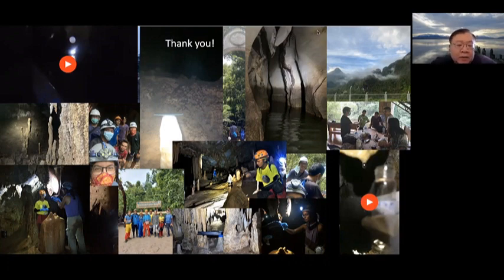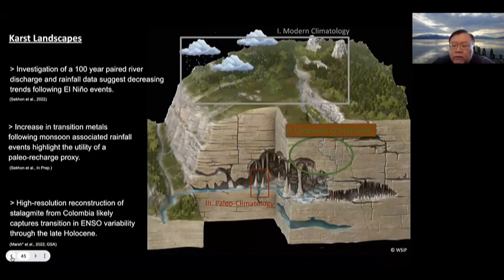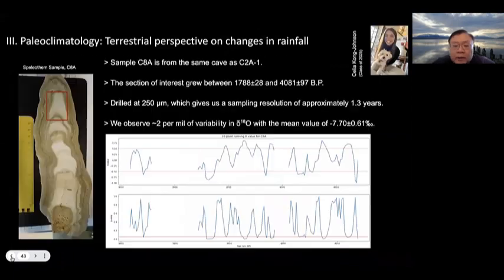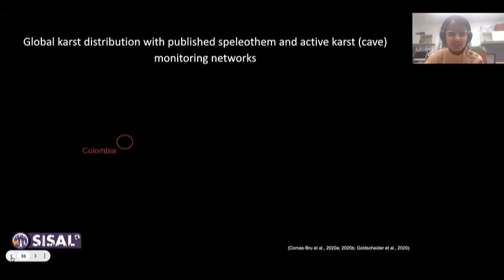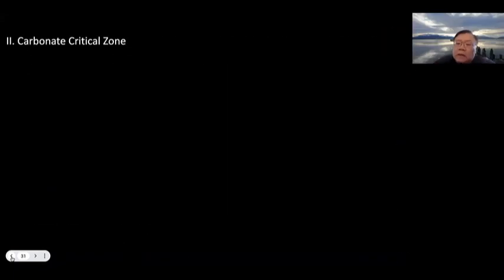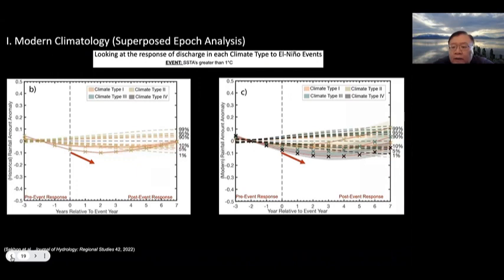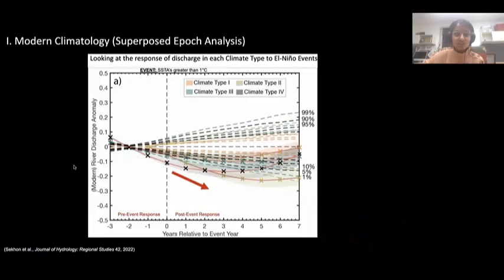May I ask a question on the first part of your talk, the Philippine one? You mentioned that El Nino can decrease the rainfall, the river discharge or rainfall trend, by several years, right? So how can that be? Are you talking about the rainfall amount or the discharge trend? We're talking about the river discharge.